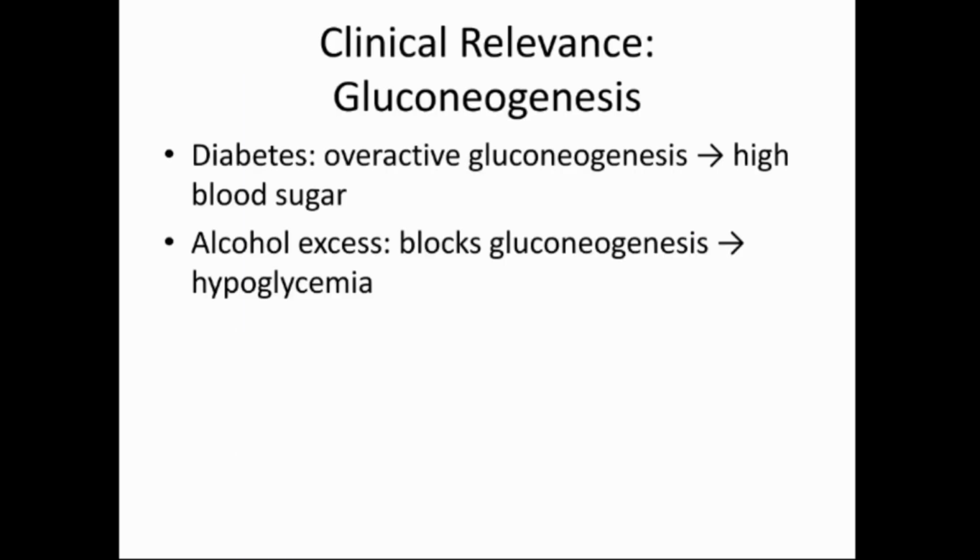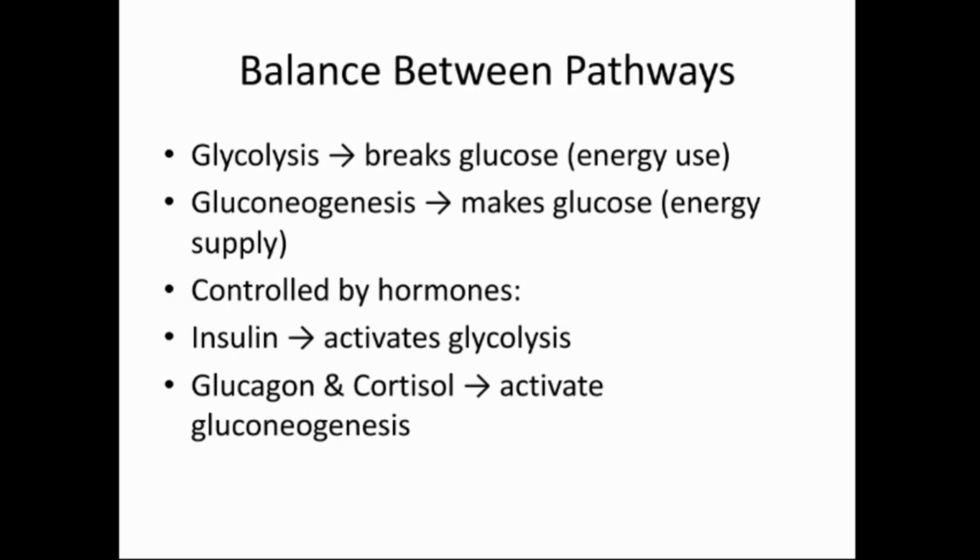Now, here are some clinical relevances of gluconeogenesis. Diabetes: overactive gluconeogenesis converts into a high blood sugar level. Alcohol excess will cause blocked gluconeogenesis and hypoglycemia. Balance between pathways: it is important to keep the balance between both the pathways.